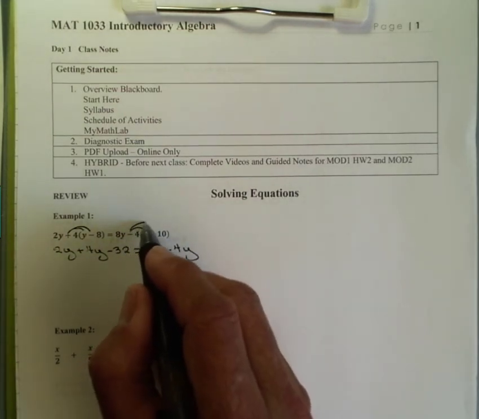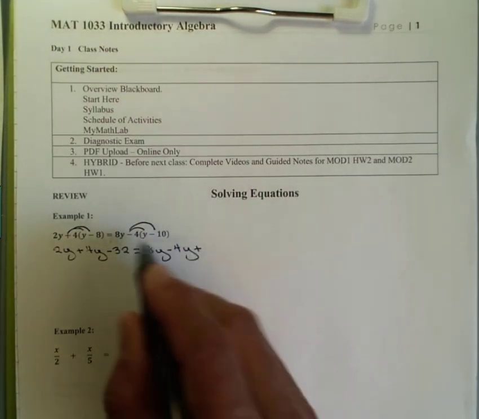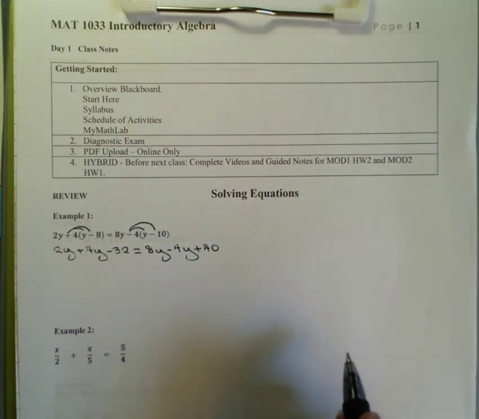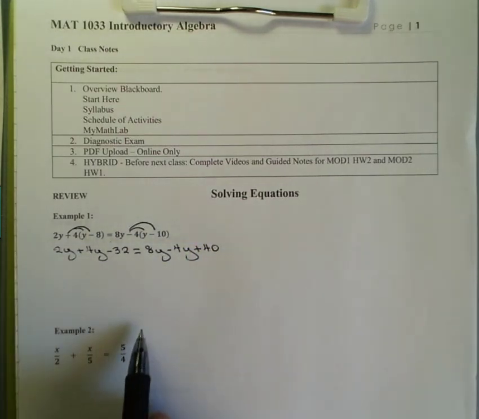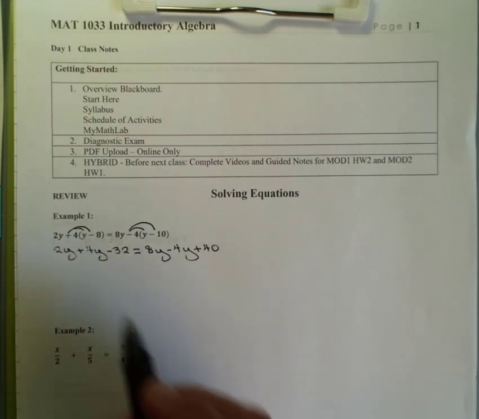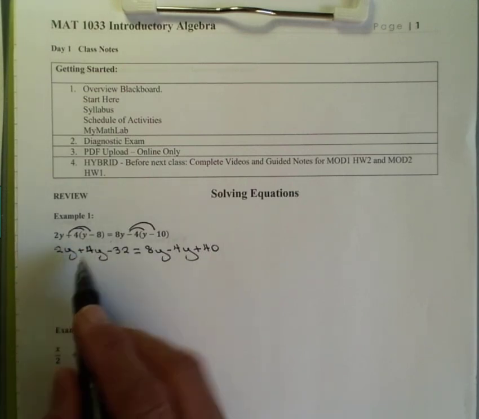And negative 4 times, what's the next term? Well, it's a negative 10. Negative times negative gives me a positive, and that would be a positive 40. Now, once I have done that, there's nothing else to multiply on either side. So I look to my sides again, and I say, do I have like terms? Well, any term that has the same variable, the same unknown, is a like term.